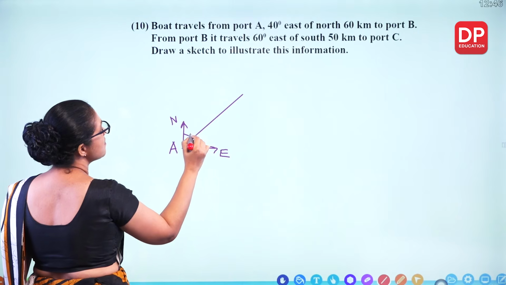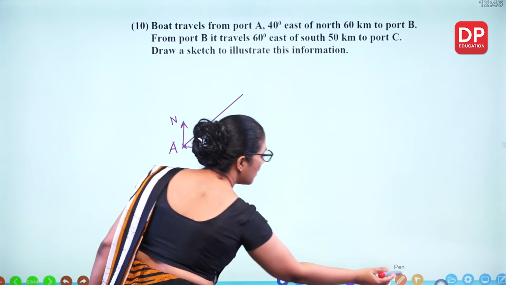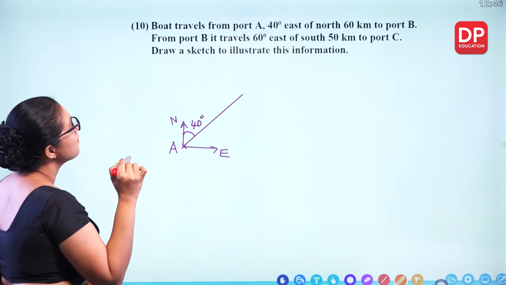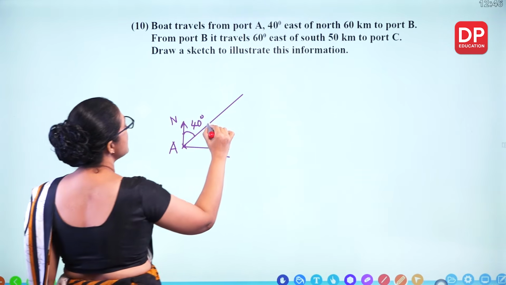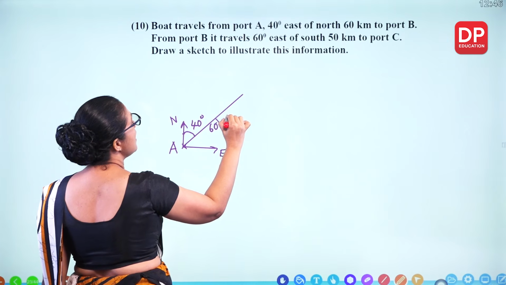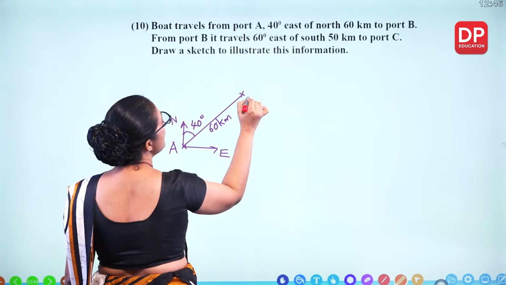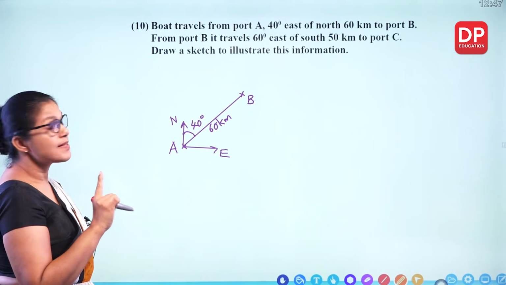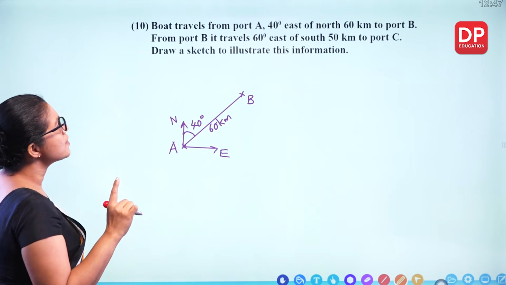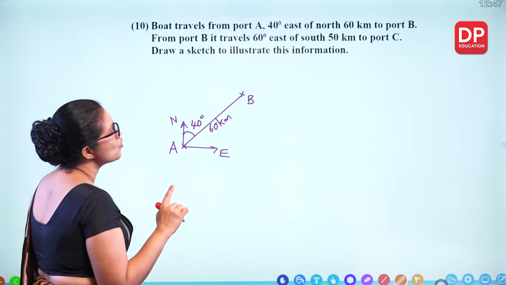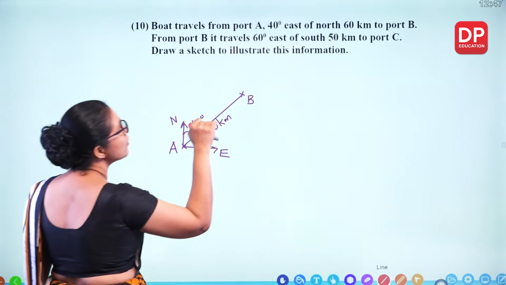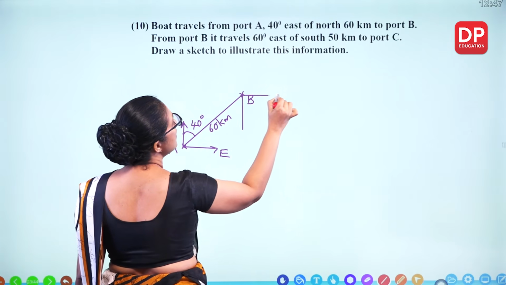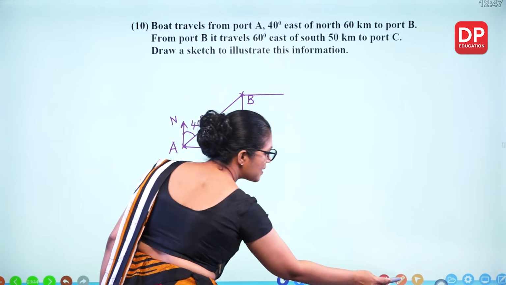So 40 degrees means this angle is 40 degrees. Then how many kilometers? 60 kilometers, and you get port B. From port B, it travels 60 degrees east of south, 50 kilometers to port C. Now you need south and east. So for the main directions, I'll draw south here, east here. Now what's the angle?